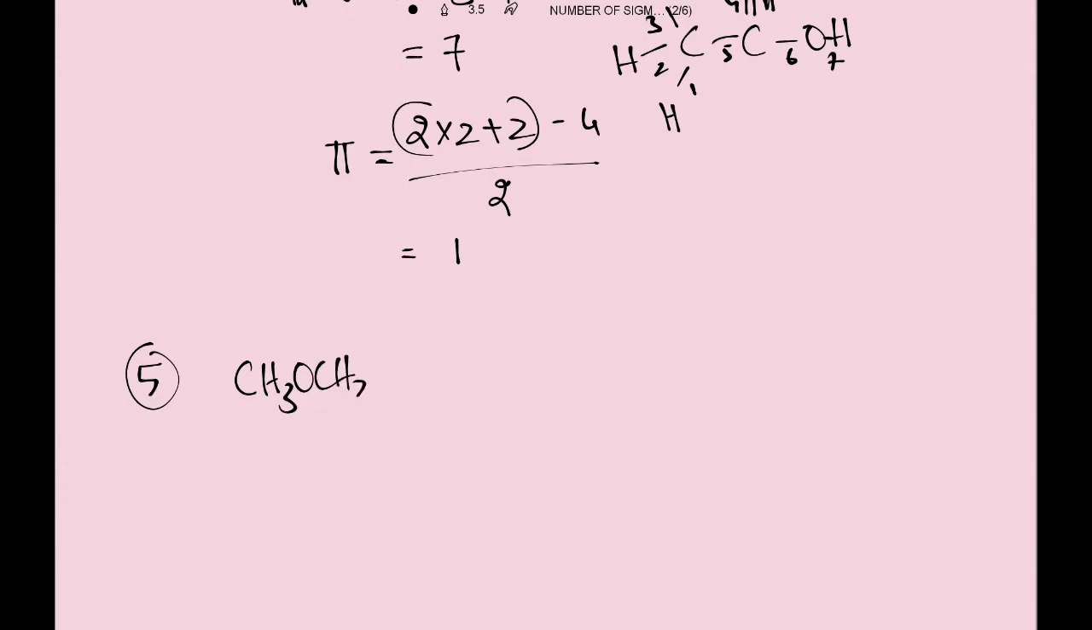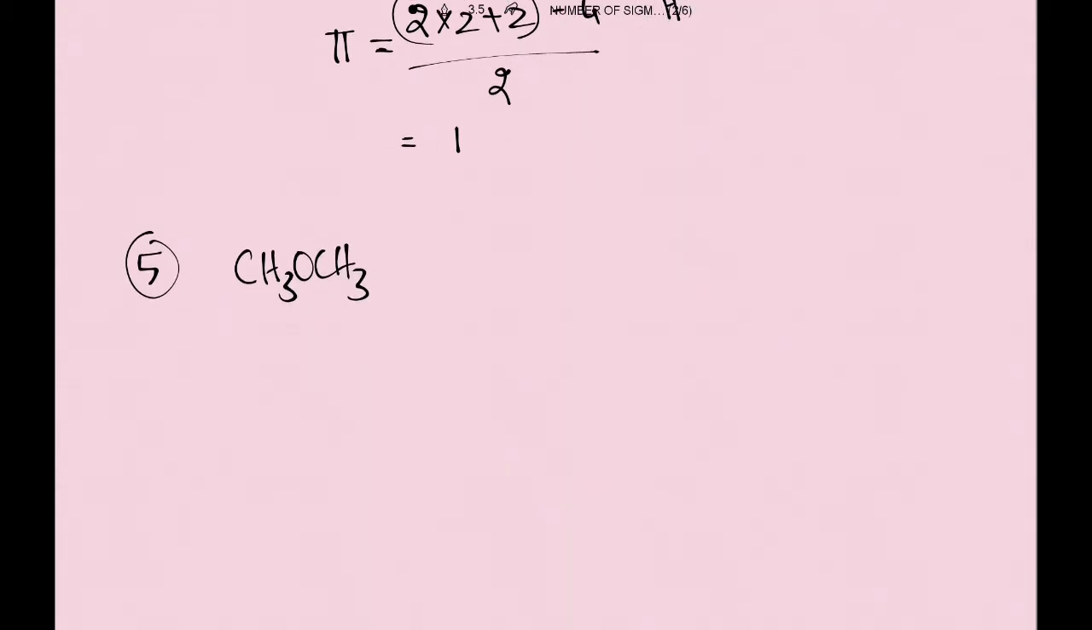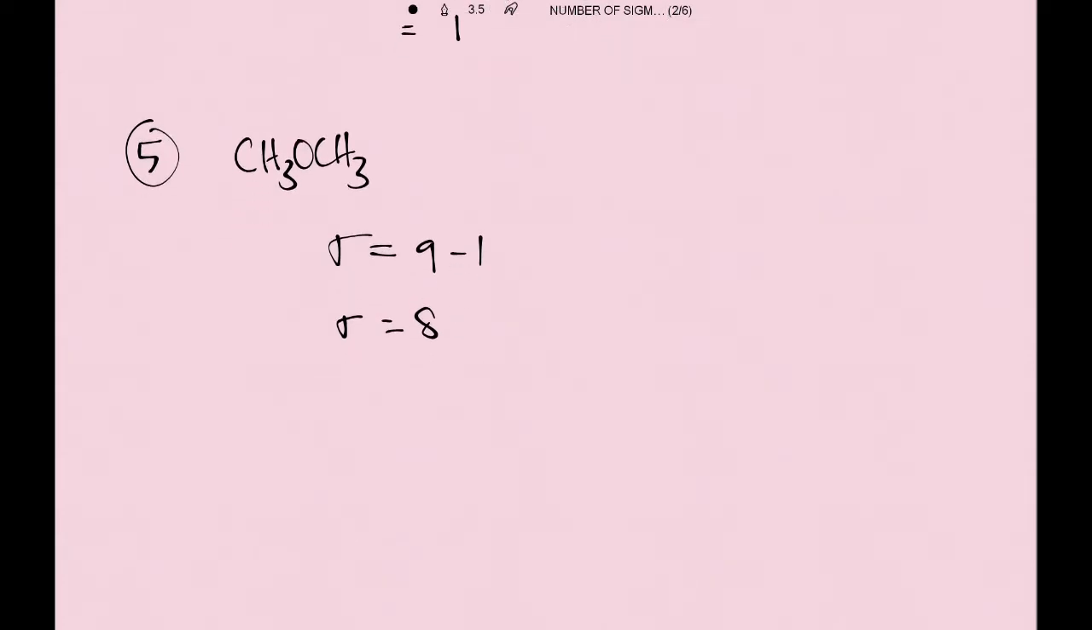CH3OCH3. And calculate the number of sigma bonds. Number of sigma bonds is equal to total number of atoms, which is 9, minus 1. So sigma bonds is equal to 8. And pi bonds is 0. Pi bonds is equal to 2 times the number of carbon atoms, 2, plus 2, minus the number of hydrogen atoms, 6, divided by 2. So we get 0 as the number of pi bonds.